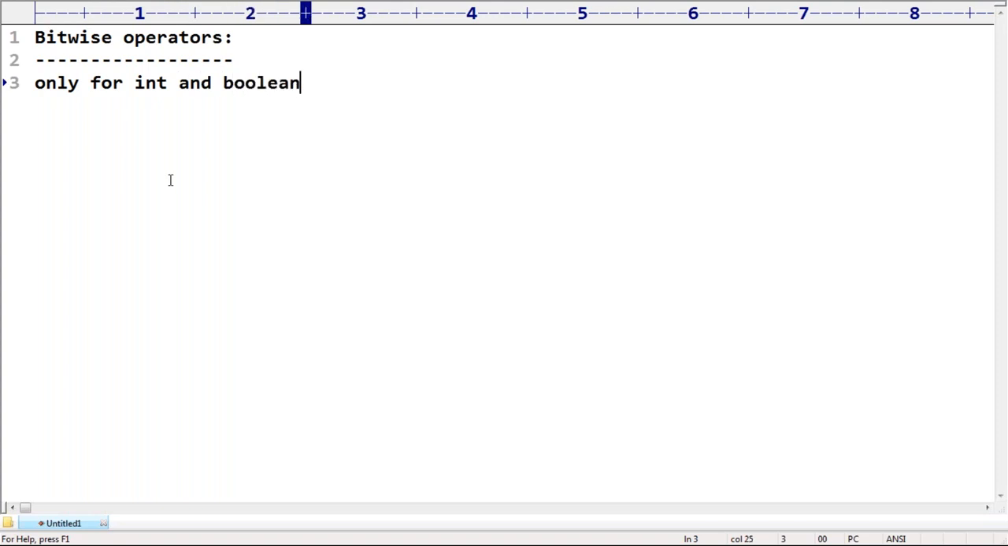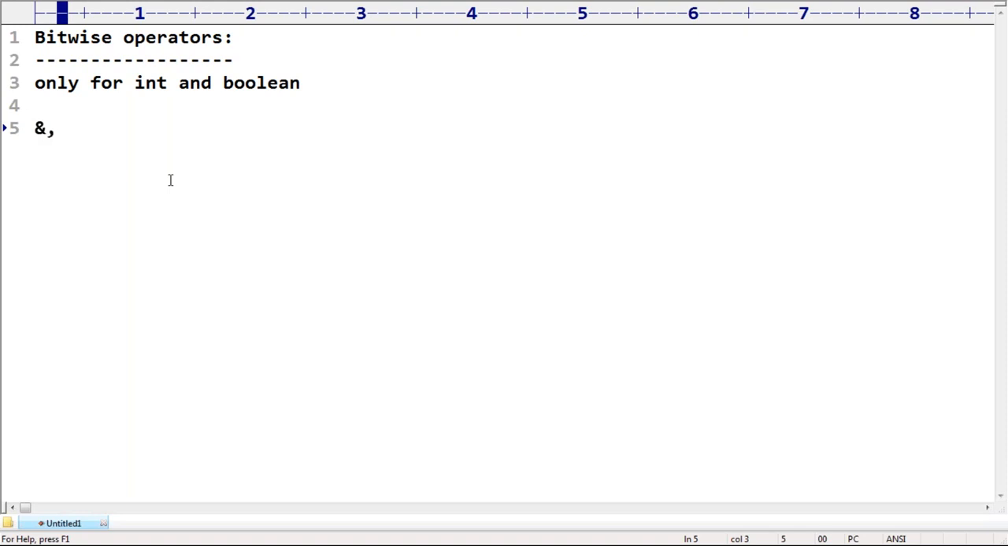You can't apply them for string. In the case of string values, you are never going to represent them in the form of bits. And you never use float either. For float also it is not possible. You can apply these operators only for int and boolean. By mistake, if you try to use any other type, immediately we are going to get an error. Remember that.